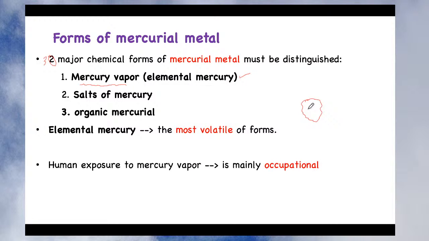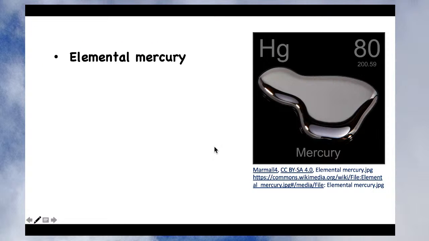Okay. So human exposure to mercury vapor is mainly occupational in nature, obviously, because if a person is working in an industry where such volatile elemental mercury is released into the air, and if you inhale such air, then you may suffer from mercury poisoning. So this is about elemental mercury. As I have mentioned, elemental mercury is present in the liquid form, and since it is most volatile, it will be quickly converted from liquid into vapor form.